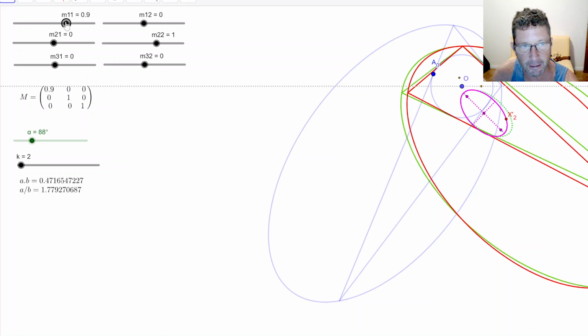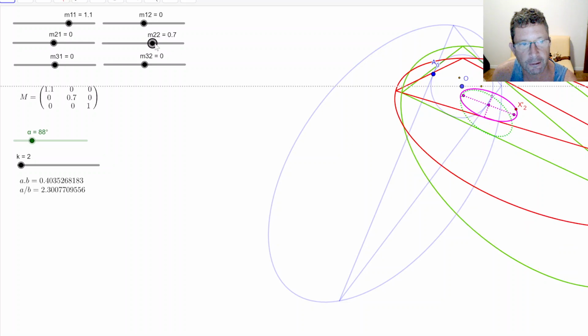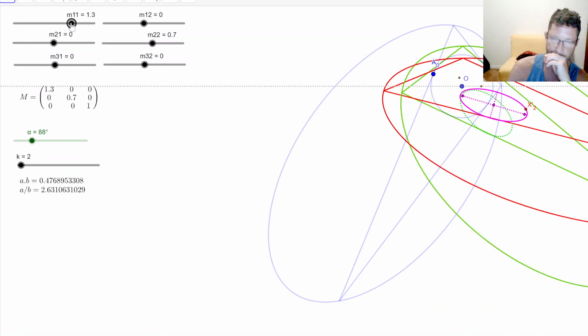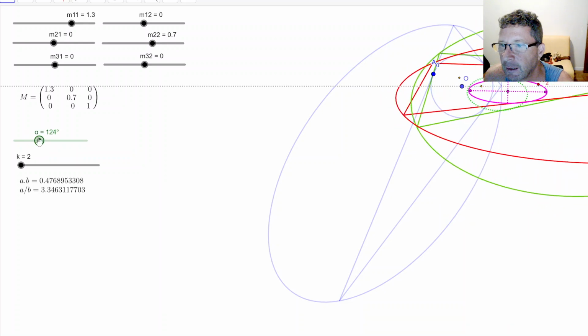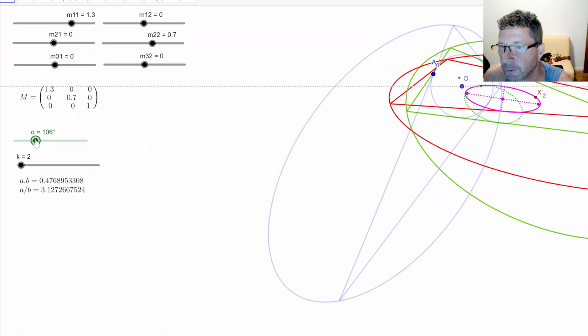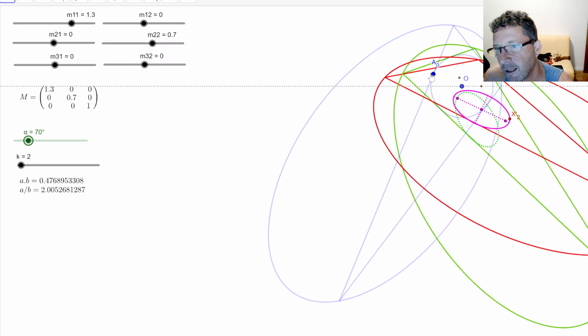Let's make it a slight affinity. So I'm going to change a little bit my off-diagonal elements here, as you see. So this is an affinity, right? In fact, this is a scaling because these off-diagonal elements are 0. So just for the purposes of visualization, what you see now here is that the red ellipse, which is our final result, is the projective image under M of this rotated family of green ellipses and green Poncelet triangles. And the base family is precisely what is in light blue here.